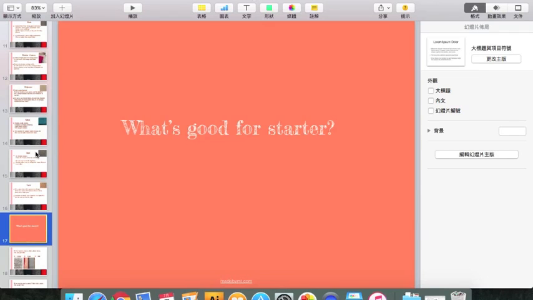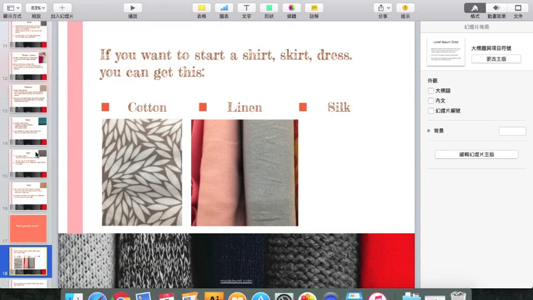Okay, and what's good for a starter? If you're going to start making a shirt, skirt, or simple dress, you can start from cotton. I definitely recommend this one. Definitely start from cotton, linen, but not silk. And since I don't have silk, those fancy kinds of material inside my closet, I'm sorry, I'm leaving a blank here. I don't have the picture for it. So it's not really easy to deal with, so I definitely recommend you guys start from cotton and linen first.